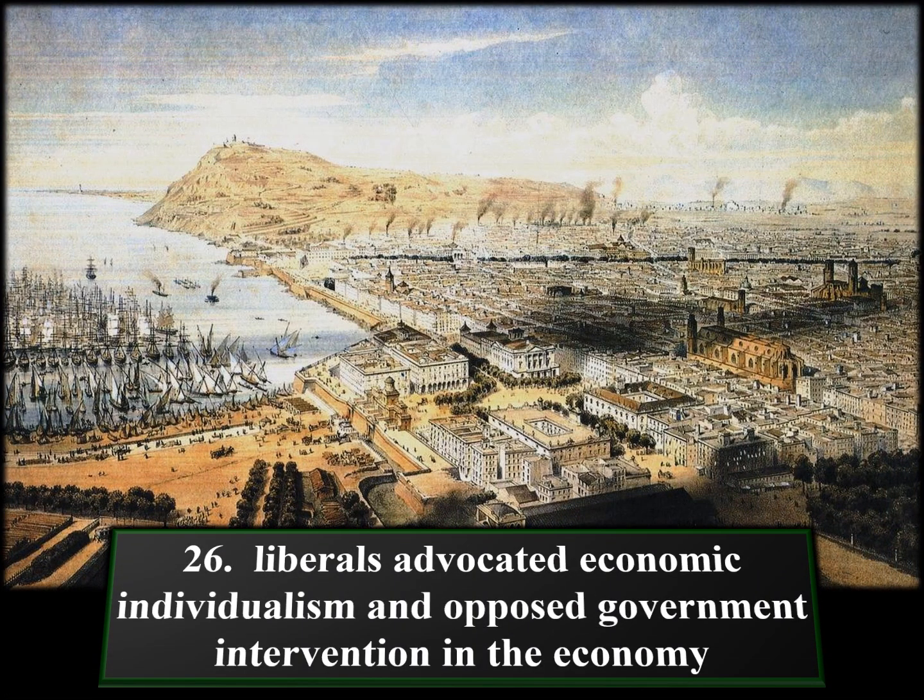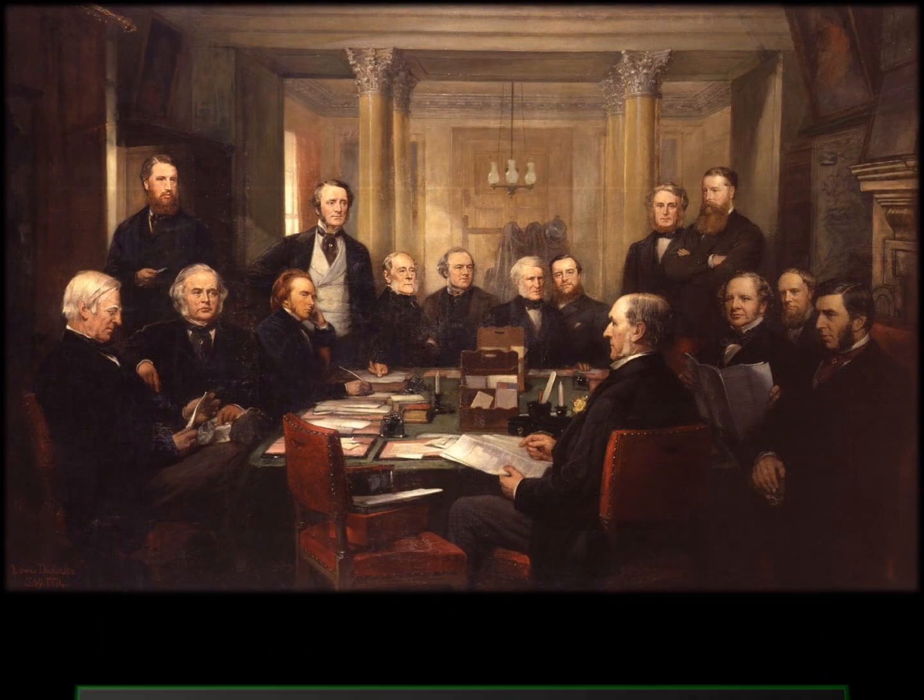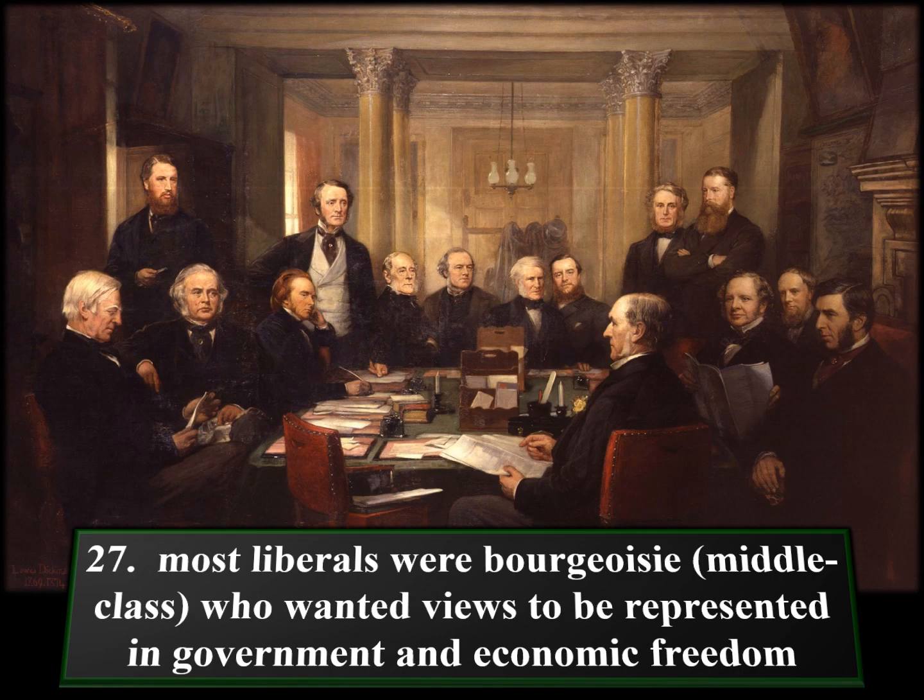Classical liberals also advocated economic individualism, like we just talked about with the Industrial Revolution in the previous unit, and they opposed government intervention in the economy. So they promoted the ideas of laissez-faire economic policies. They were very much in favor of the ideals of Adam Smith in his Wealth of Nations. Free market economy. Most classical liberals were bourgeoisie, the middle class, remember, who wanted their views to be represented in government, and they wanted economic freedoms for businessmen. This is what will galvanize the Industrial Revolution, which will be happening simultaneously with what we're discussing politically in this unit.